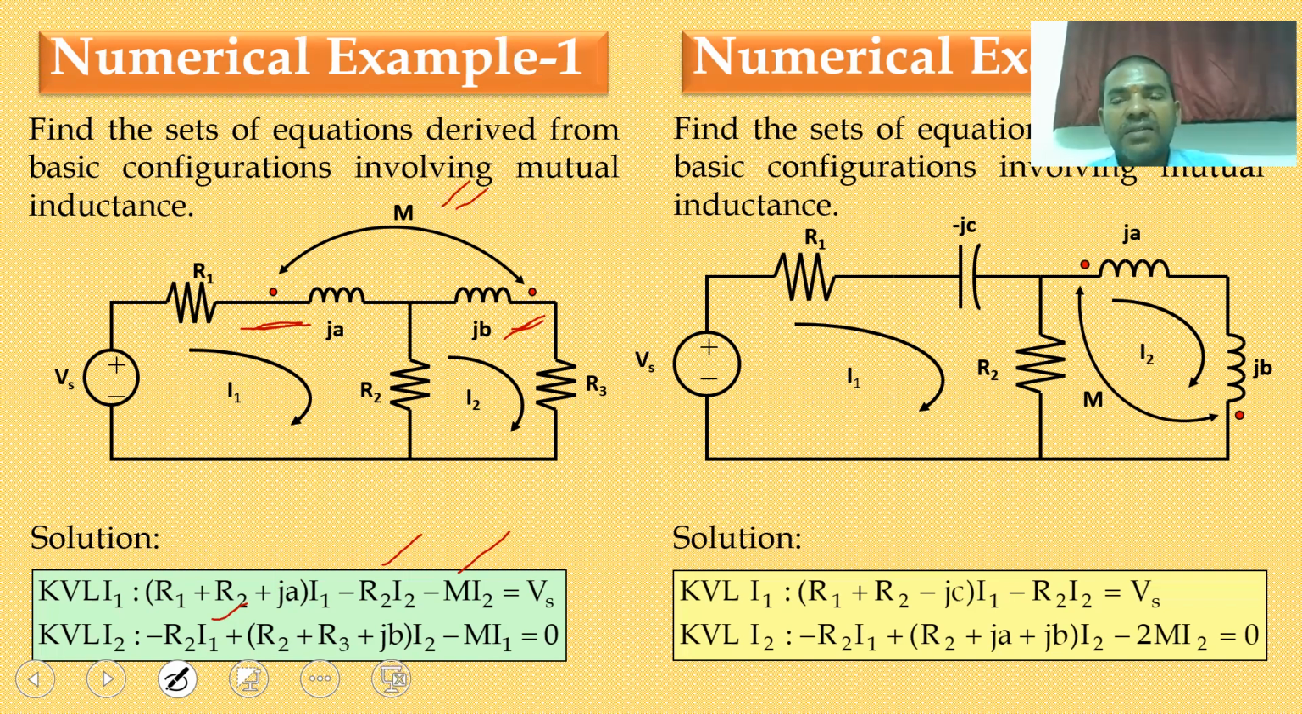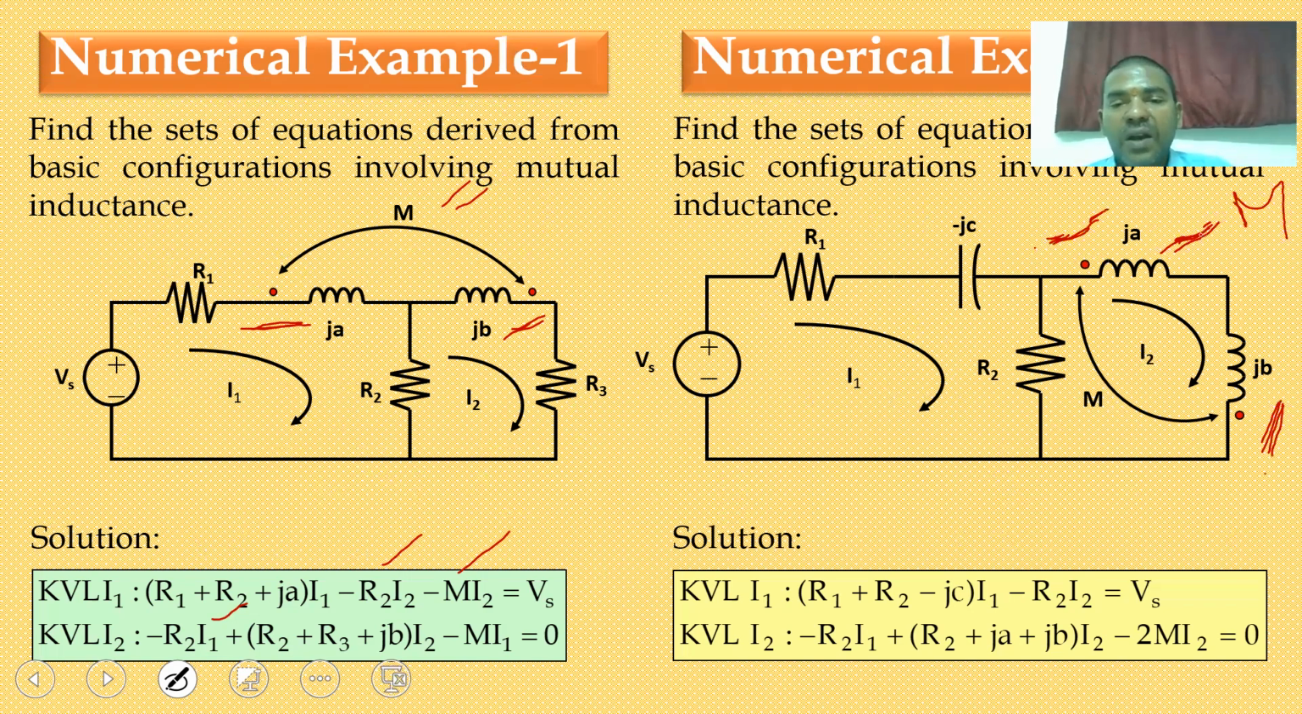Coming to the second example, we are writing the KVL equations for the two currents I1 and I2. In the first loop, you don't have any inductance. In the second loop, we have two series inductances. For these two series inductances, with respect to the direction of current, one is a starting dot, but the other is an ending dot. So that means this mutual inductance is negative.